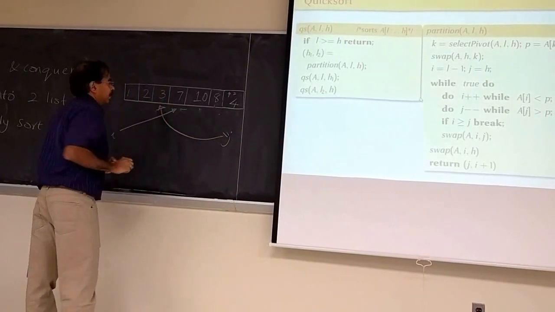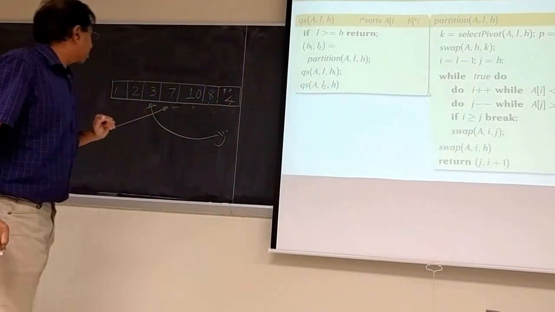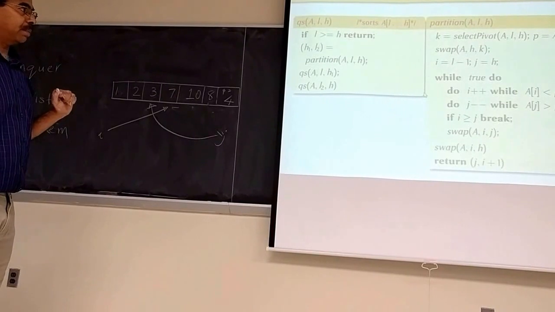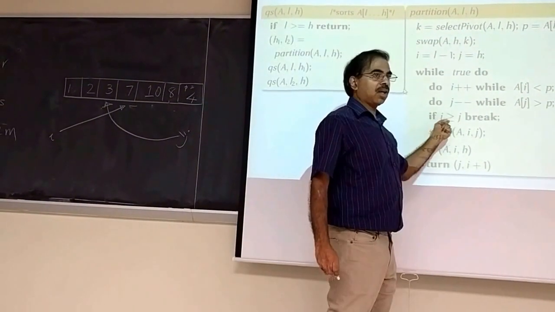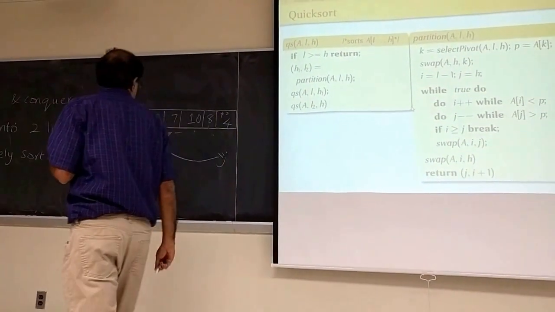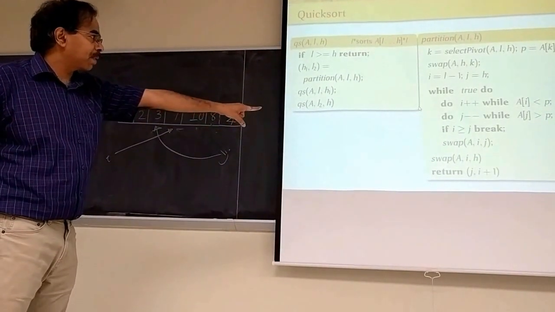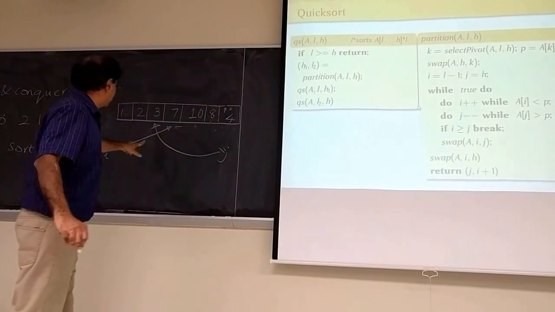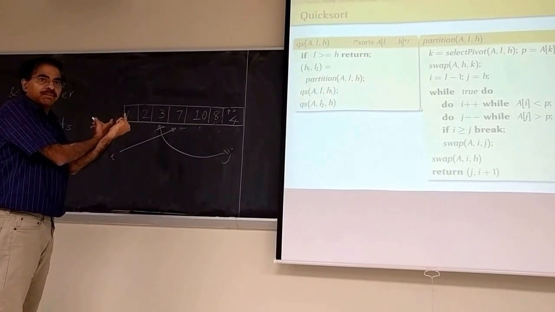So j is going to point to this. And then that condition is not going to be satisfied, because A of j is not greater than p, so you're going to come out. But now I and j have crossed over, so you'll break out of the inner loop. And then you're going to swap the pivot that you have saved off. When they have crossed over, I should be right in the middle.